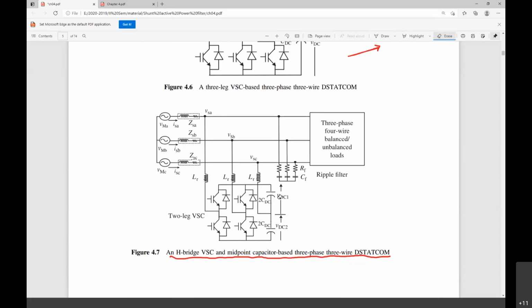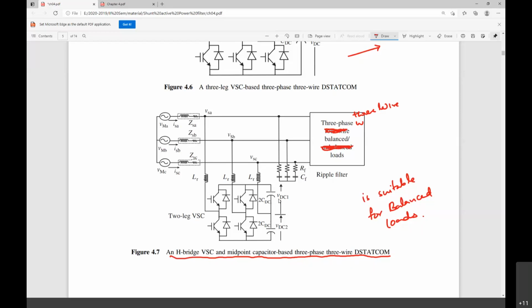But this topology, especially this topology, is suitable for balanced loads. It is suitable for a balanced load, three-phase three-wire. And also the unbalanced case, you can just make it out straight away.